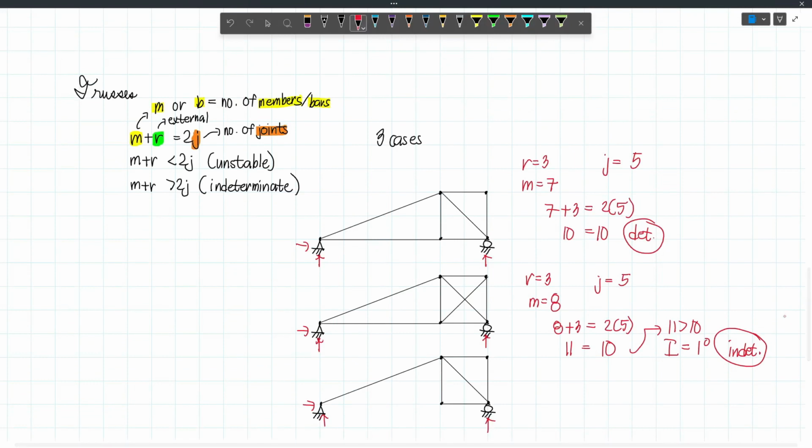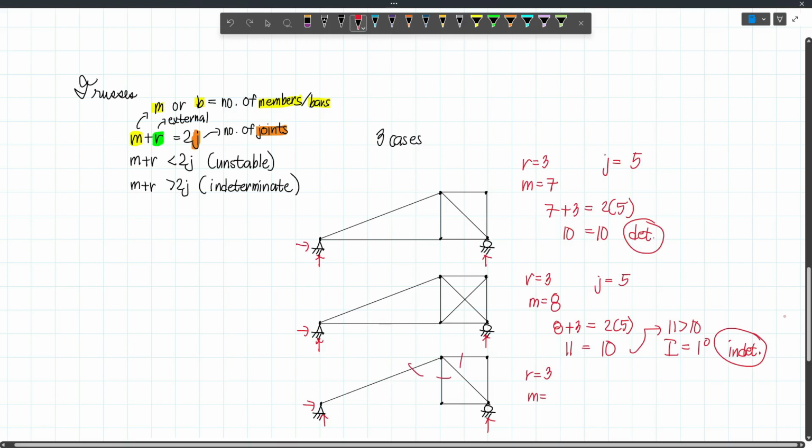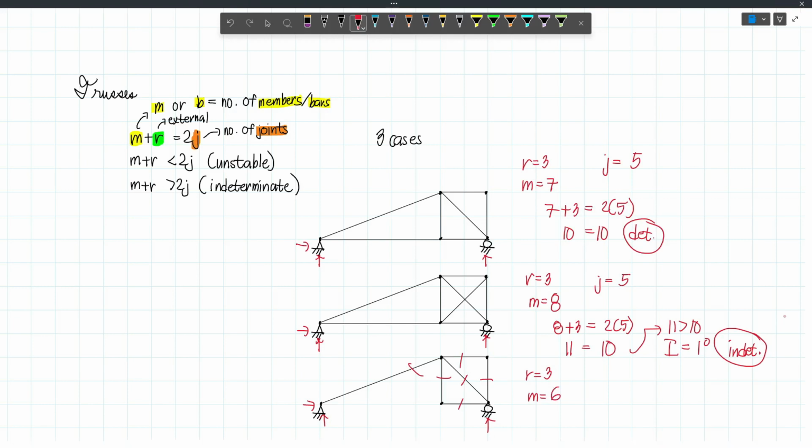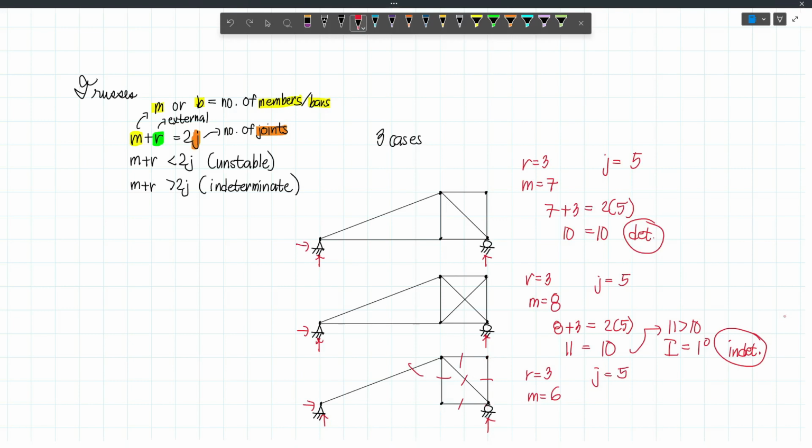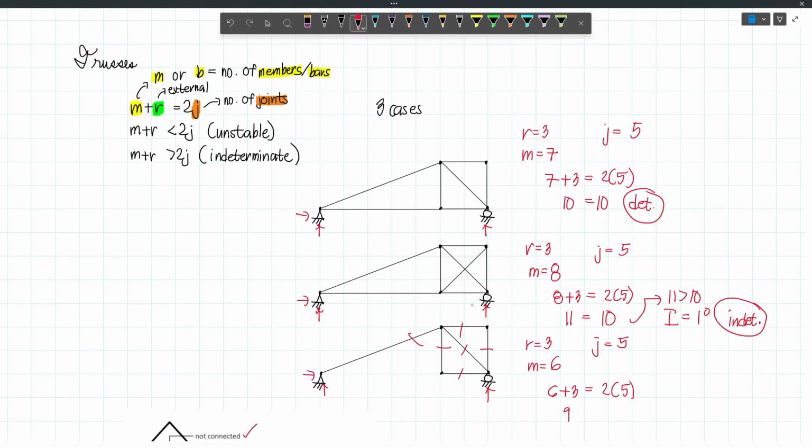Again, if this is the form of our truss structure, our R will be 3, and M, the number of members, will be 1, 2, 3, 4, 5, 6, and our number of joints will be 1, 2, 3, 4, 5. So J is equal to 5. And so M plus R, 6 plus 3, is equal to 2J, 2 times 5. Essentially, that becomes 9 equals 10.